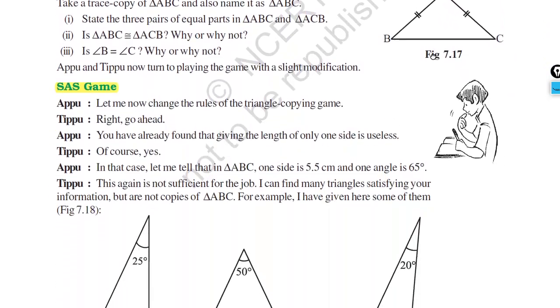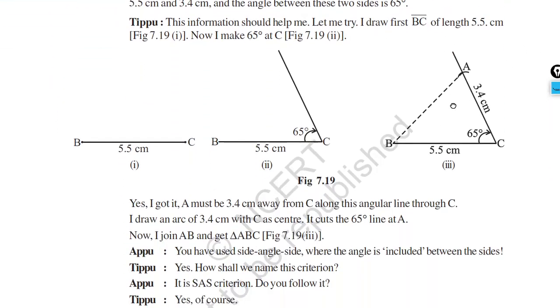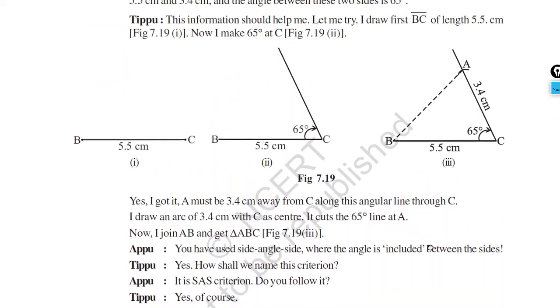Now we'll move to another criterion, that is the side angle side criterion. Here what is side angle side? Side angle side means a side, one angle included between these two sides, and another side. Okay, so we'll take the example here. Suppose, let's see, is there any example in your book or not? Okay, we can take this example.